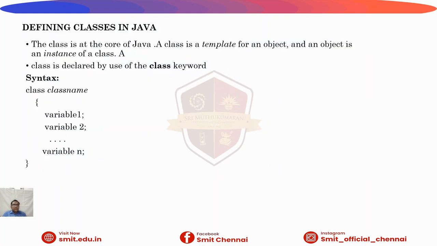Next we'll see about defining a class in Java. A class is the core of Java. It is a template for an object. We can also say an object is an instance of a class. It is declared by using the keyword class. Now you can see the syntax given here. Class space the class name, and inside it you can declare various numbers of variables.